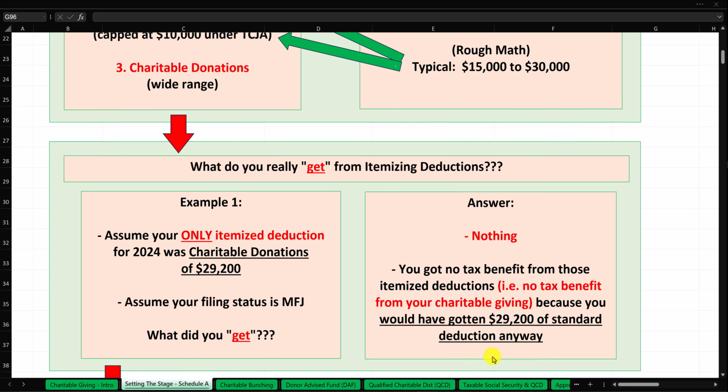And that's the premise that we're going to use to kick off the entire conversation about charitable giving. You don't get a tax benefit for doing something if you would have already gotten the same tax benefit for doing nothing. In other words, in this example, you don't get a tax benefit for donating $29,200 to charity if you would have gotten $29,200 of tax benefit anyway in the form of the standard deduction. That is the basis for all of the other strategies that we're about to talk about: you don't get something for doing something if you would have gotten it anyway.